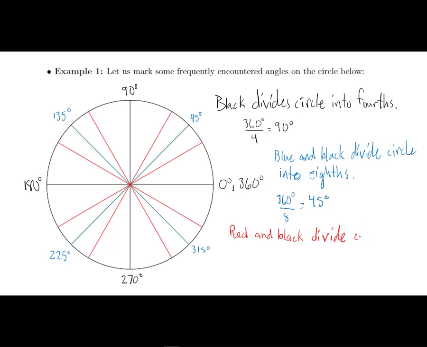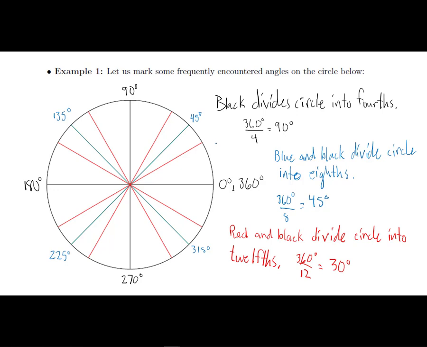Divide the circle into 12ths. Okay, so let's take 360 degrees divided by 12, and that's going to give me 30 degrees.